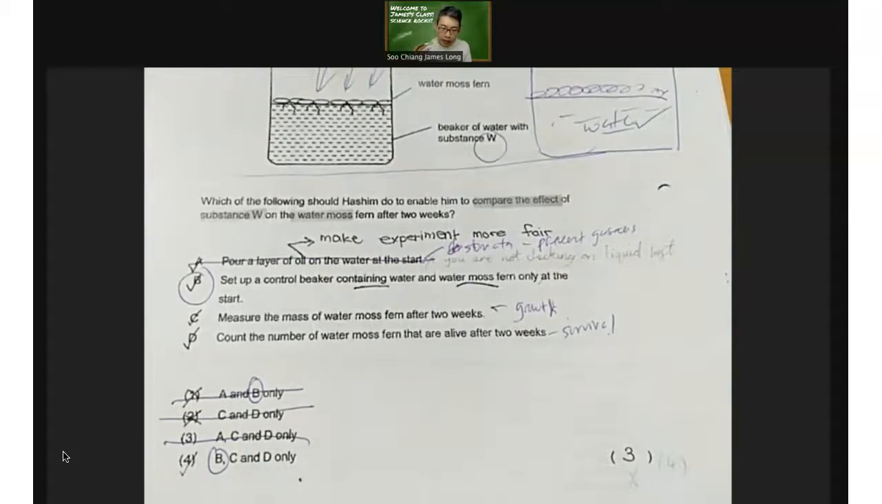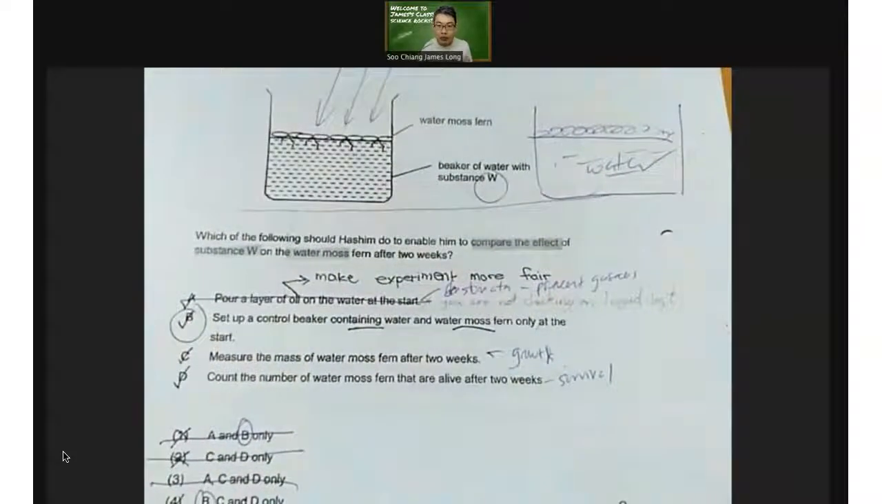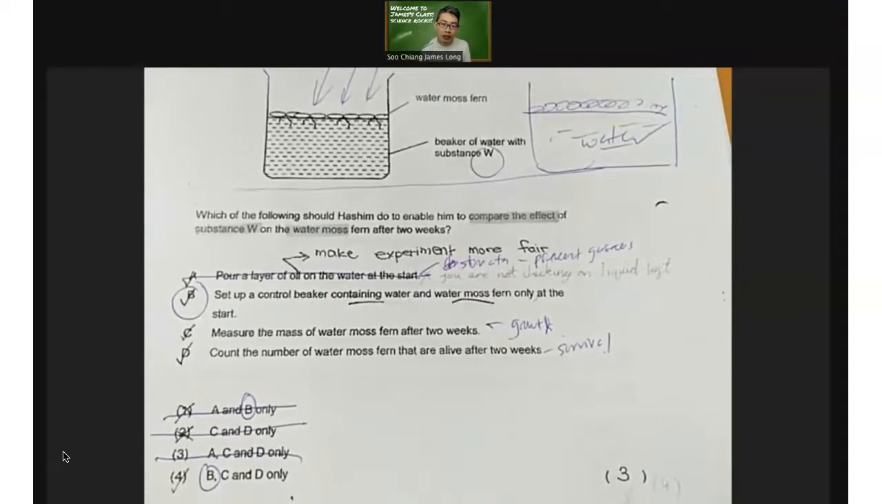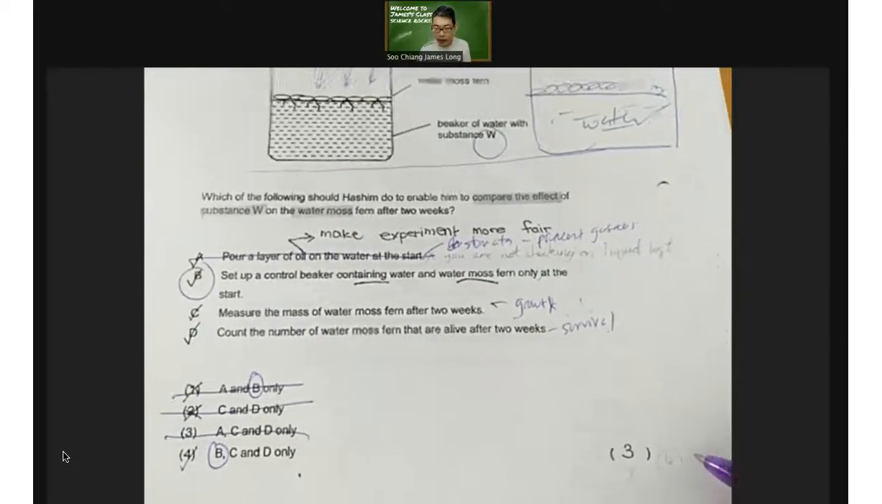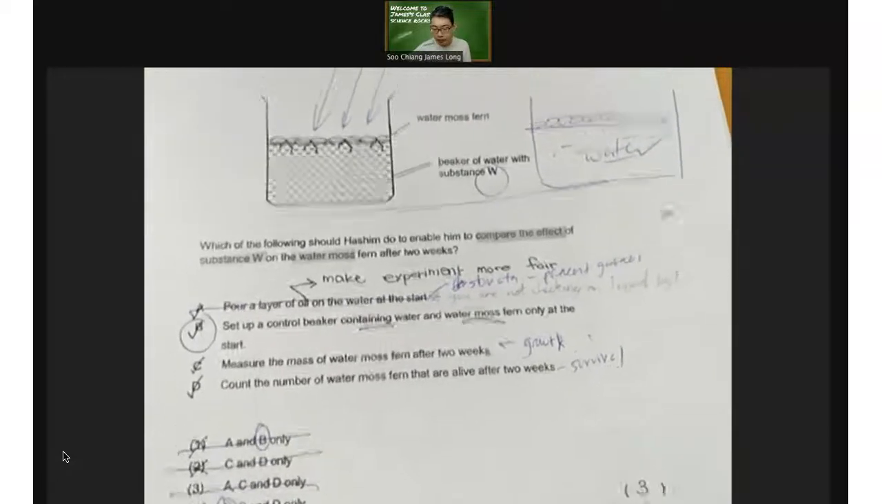But still, I think it's a poorly designed question because even if I do this as an experiment, let's say Hashim does this, at the end, what's the aim? Is it about survival or is it about growth? Not very clear. Maybe you can argue there are 2 aims. But anyway, I think the answer is 4. I agree with the answer key, and this is how I deduce this answer.